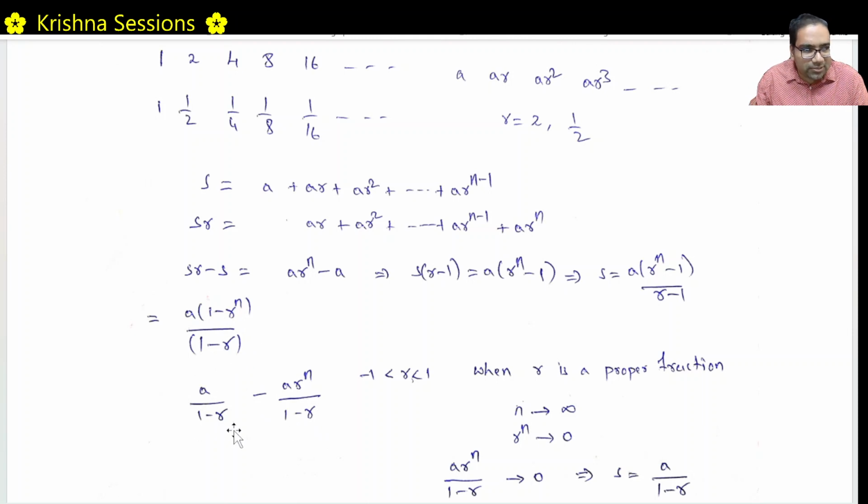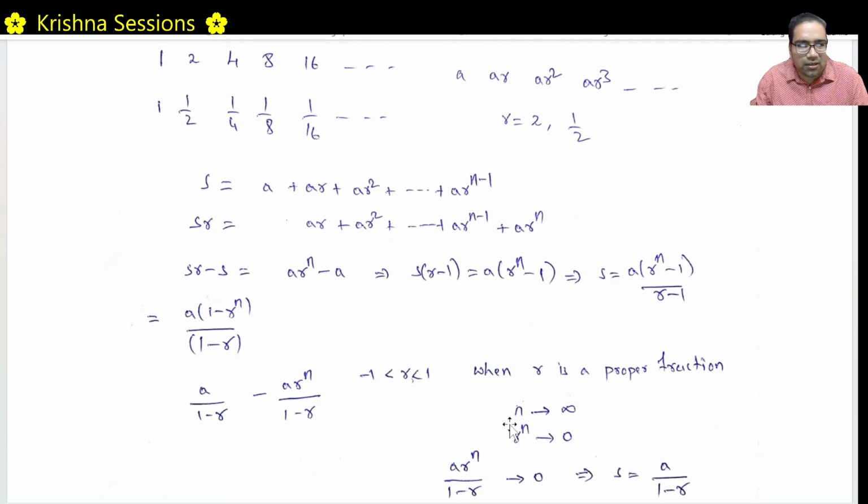Let's take the special case where r is lying between minus 1 and 1. R is a proper fraction. What is a proper fraction? Proper fraction means the numerator is smaller than the denominator. This could be a negative proper fraction, which is this, or a positive proper fraction, which is this. Let's assume that r is a proper fraction, where the numerator is smaller than the denominator.